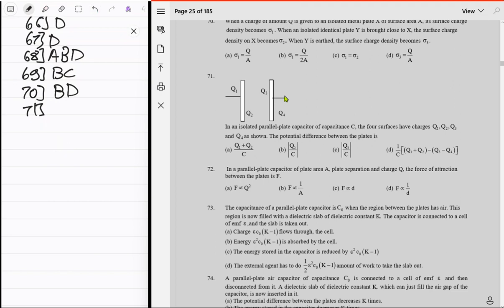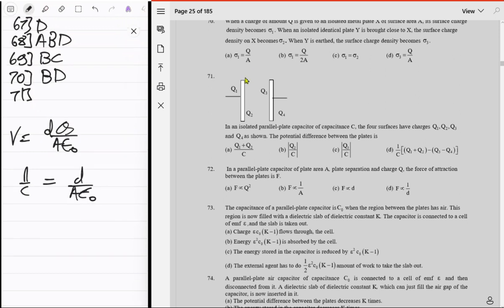If the charge is Q, the field is just Q upon A epsilon naught, and in terms of d, that gives our voltage. So we just want Q upon V. So our C, or like 1 upon C basically, 1 upon C is equal to d upon A epsilon naught, right?